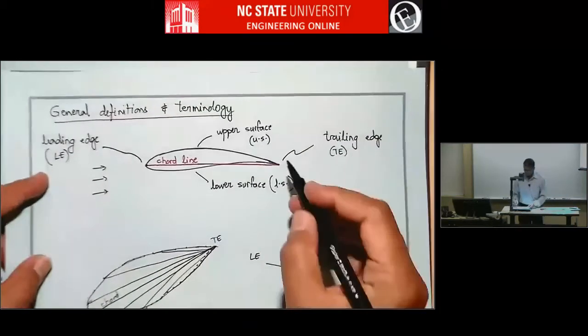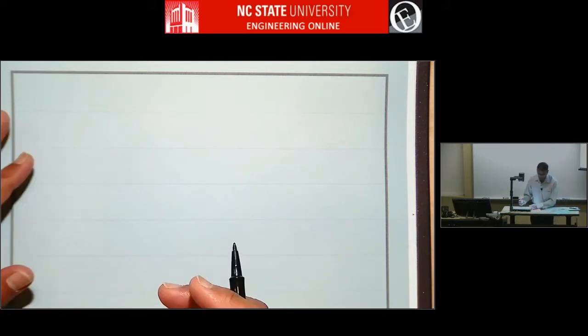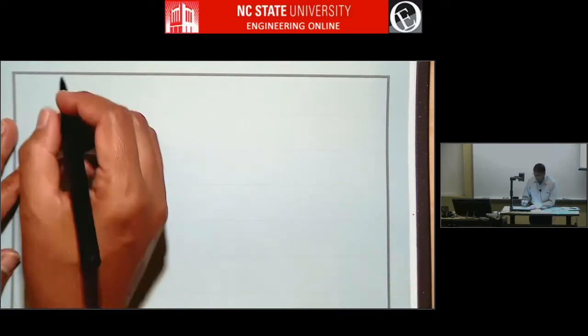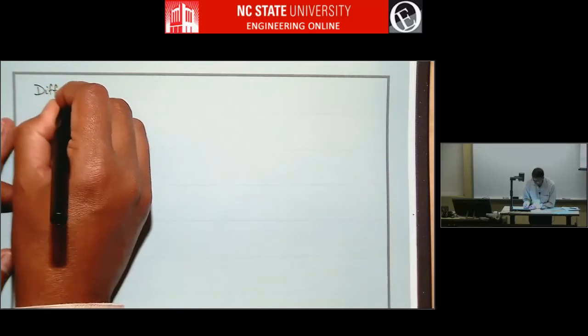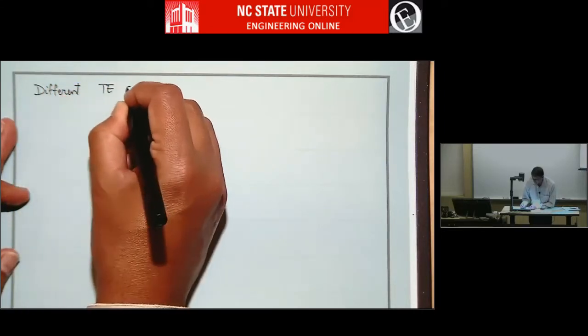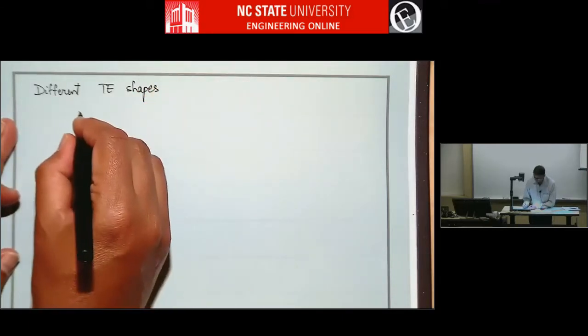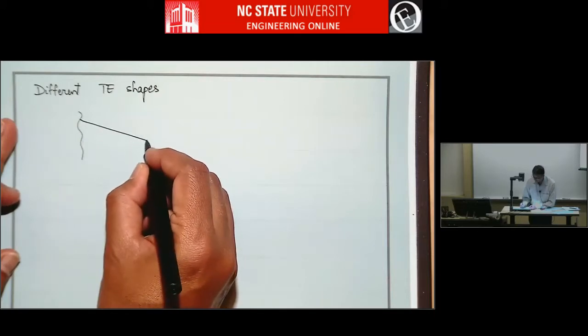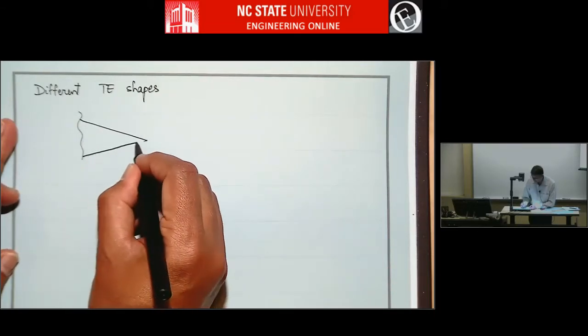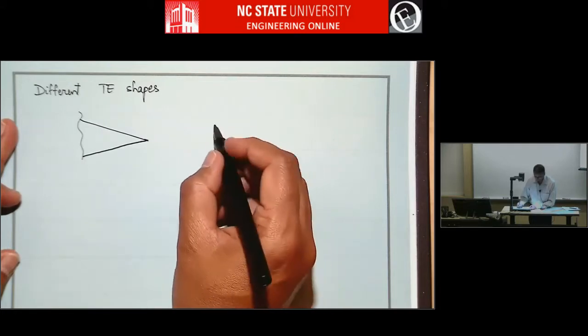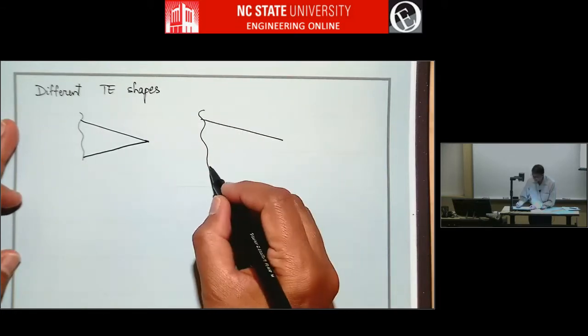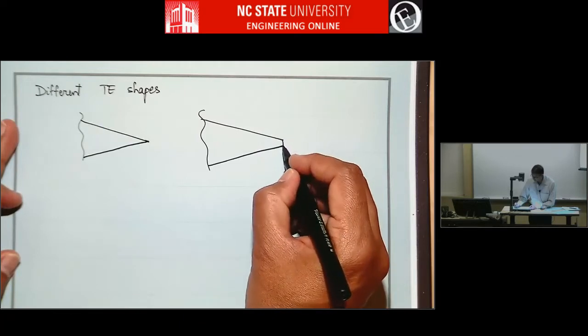Now I was saying how the trailing edge is very straightforward to define because it's the pointy edge, but even trailing edges can have different shapes. So let's talk about different trailing edge shapes. The one difference is a sharp trailing edge versus a blunt trailing edge. So this is a sharp trailing edge, and a blunt trailing edge is obviously one that's like this.